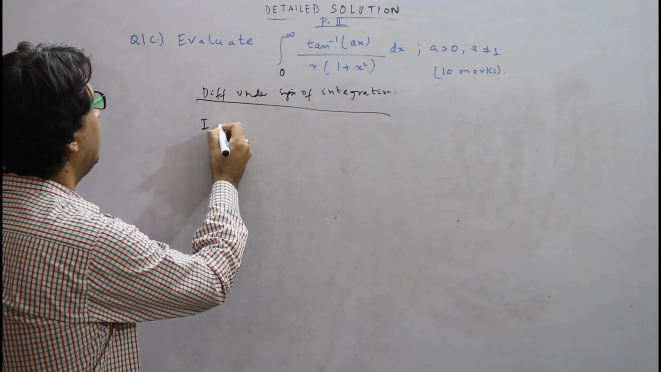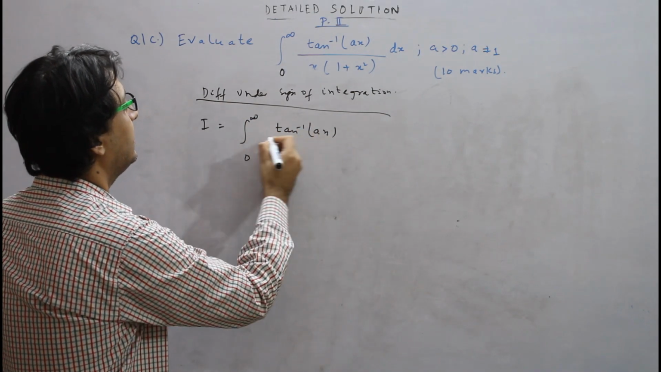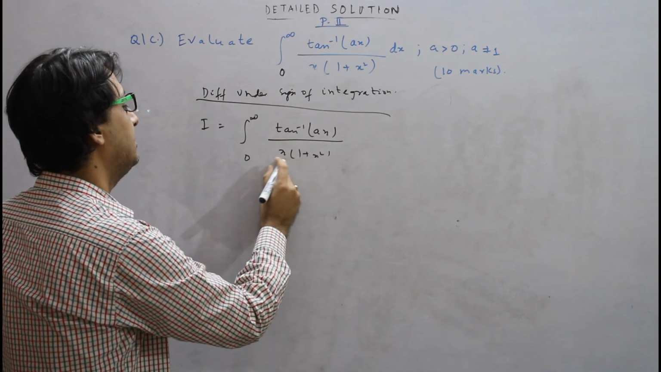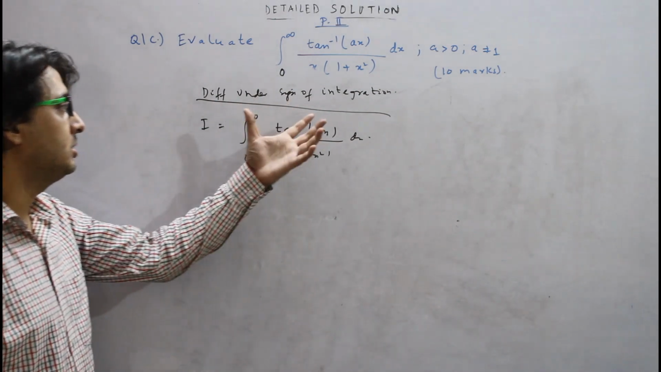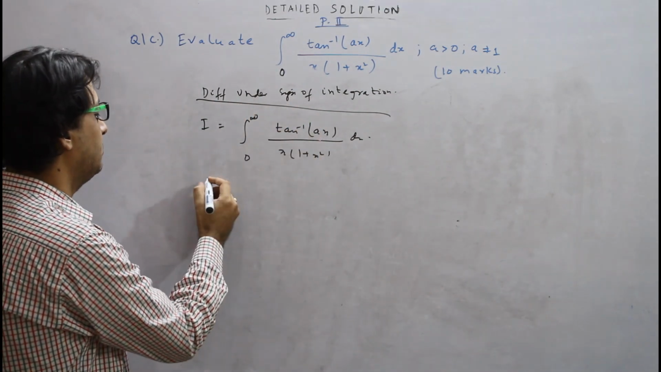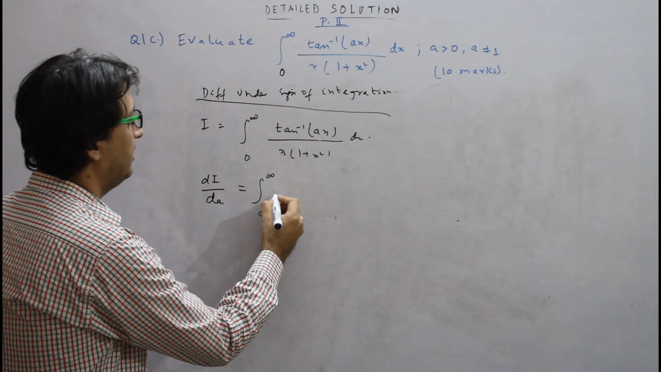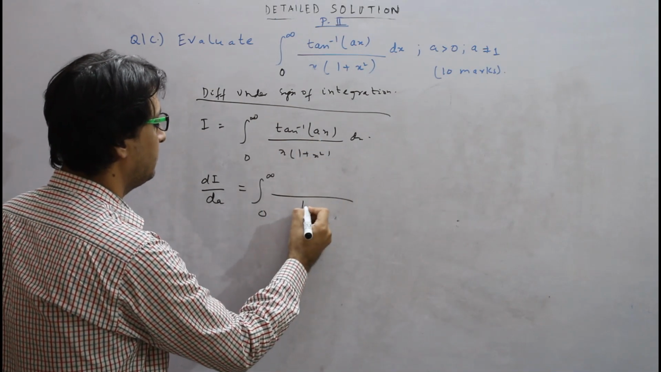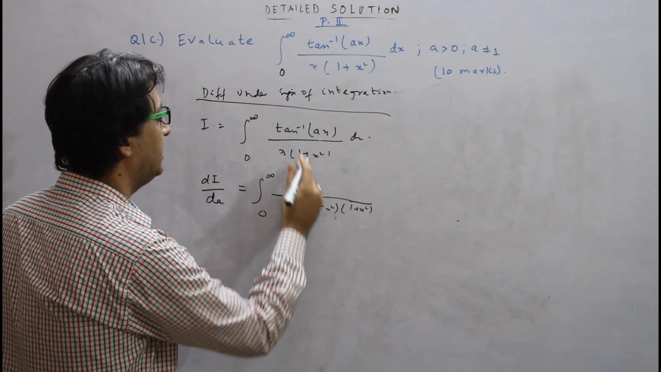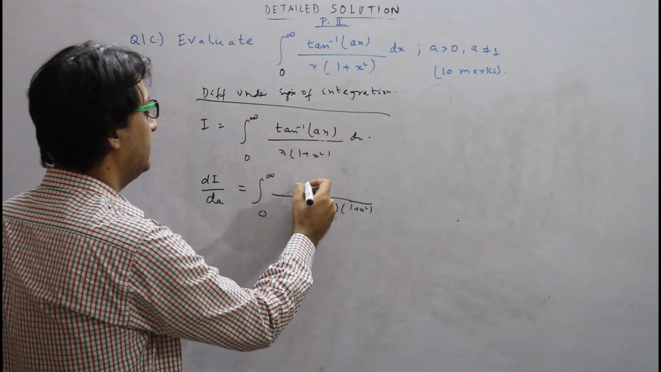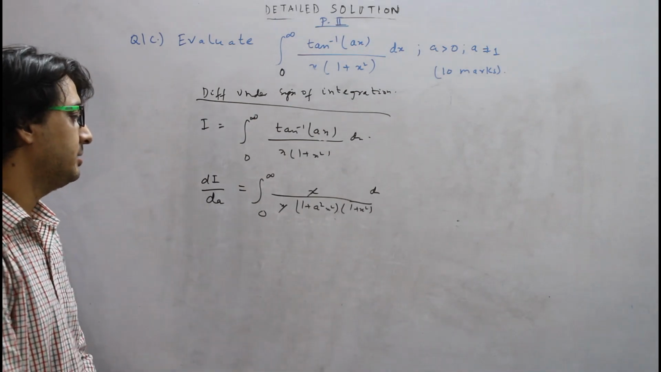So if I write this, I is equal to integral 0 to infinity tan inverse of ax divided by x into 1 plus x square dx. Now we have understood the theory of this, so we have to differentiate with respect to parameter a. So if I differentiate it, what it becomes? It becomes 0 to infinity, and this becomes 1 plus a square x square into 1 plus x square, and differentiation of ax with respect to a is x. So here we can see x and x are getting cancelled.